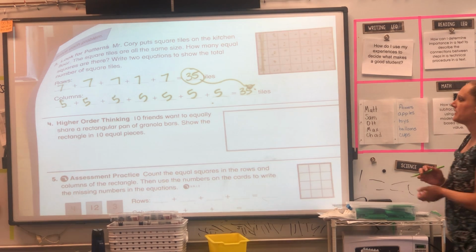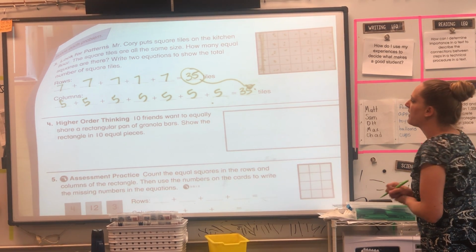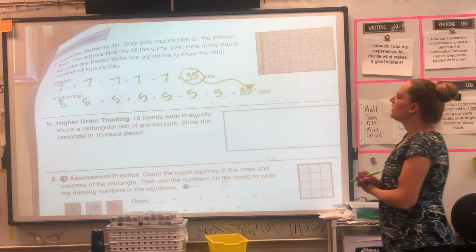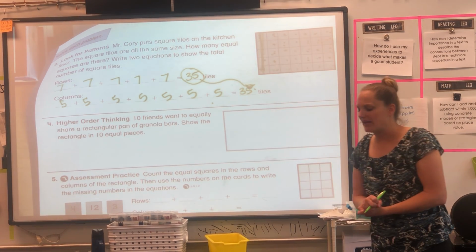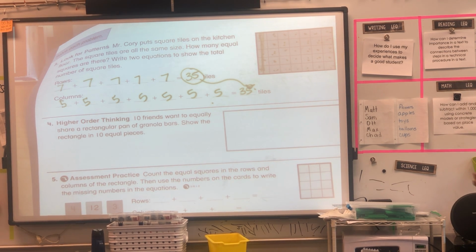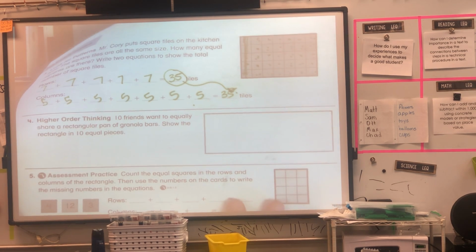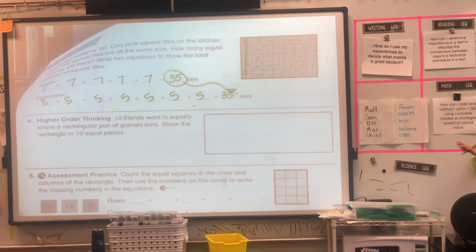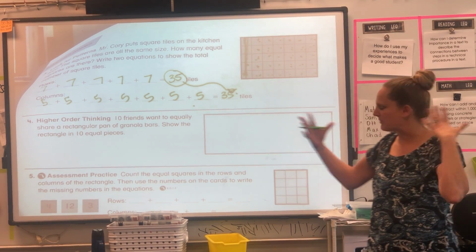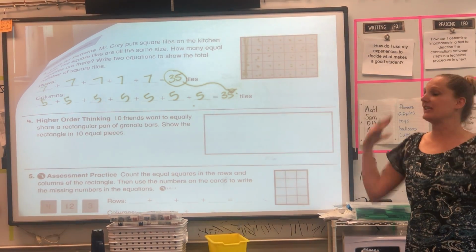10 friends want to equally share a rectangular pan of granola bars. Show the rectangle in 10 equal pieces. Okay? How would I do that? How would I solve this problem? If it was chocolate, again, I would be making sure that I have an equal share, not any less than Mrs. Baumgartner or Miss Williams, because it's going to be chocolate.